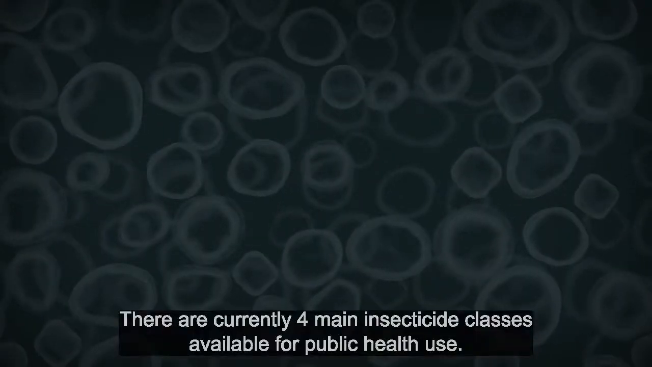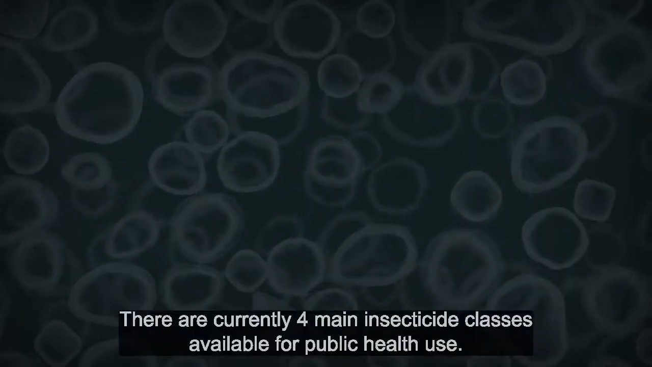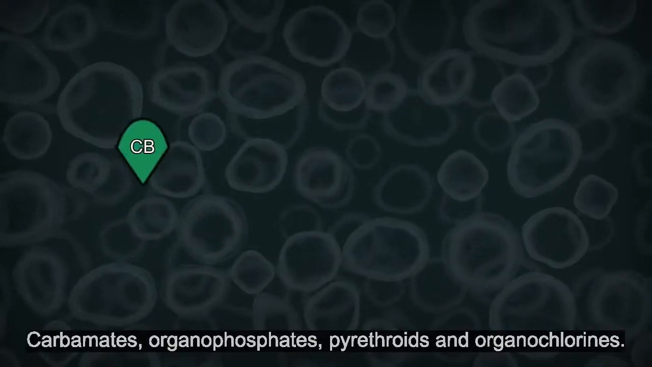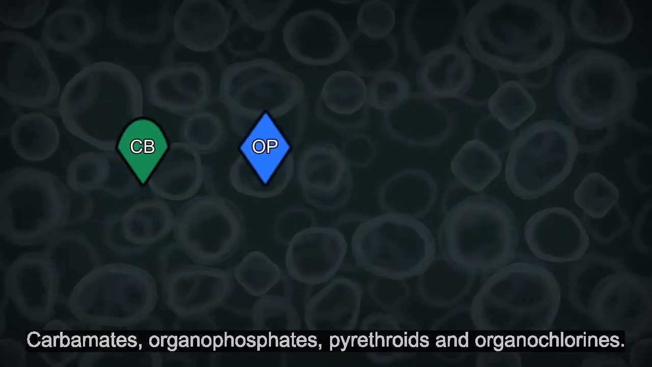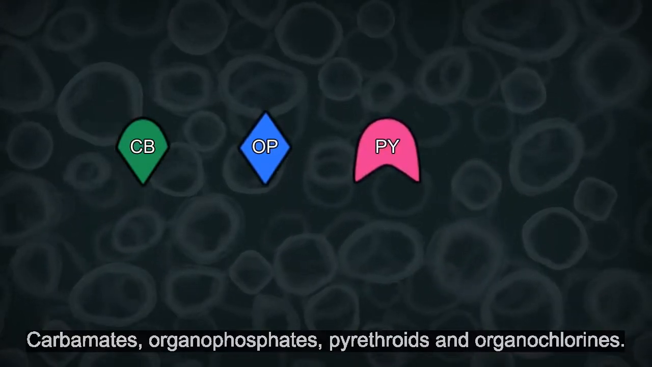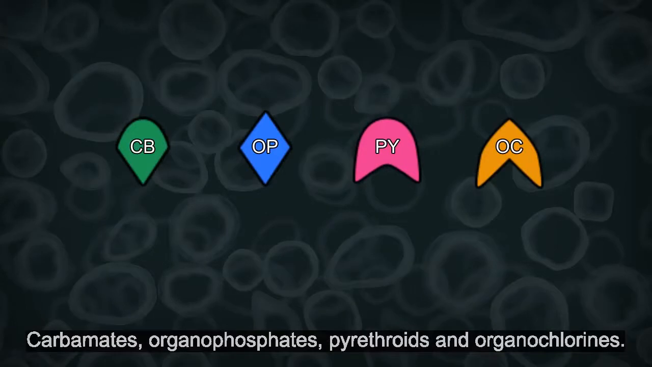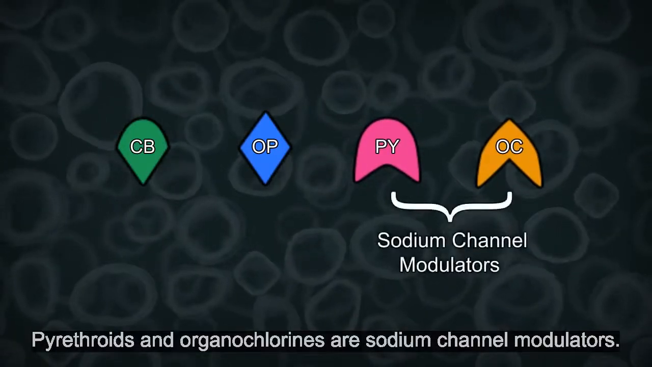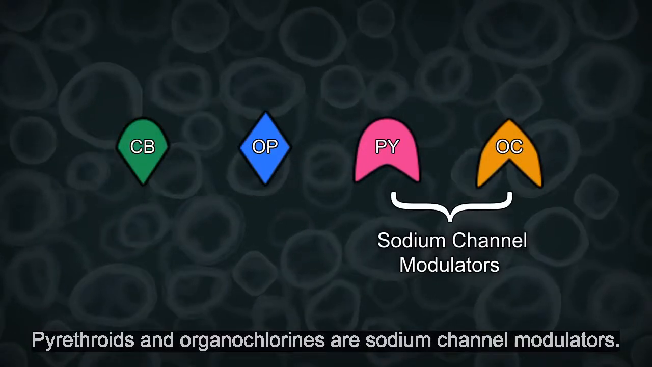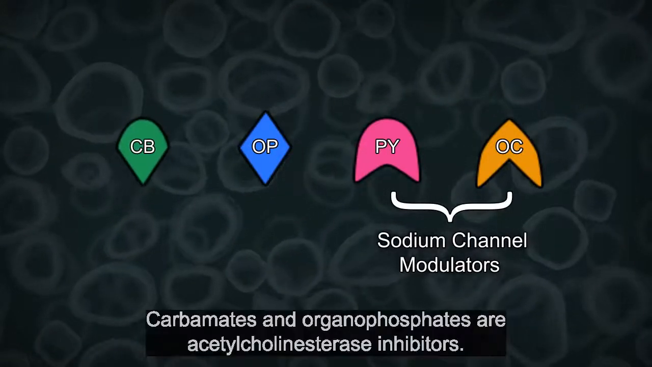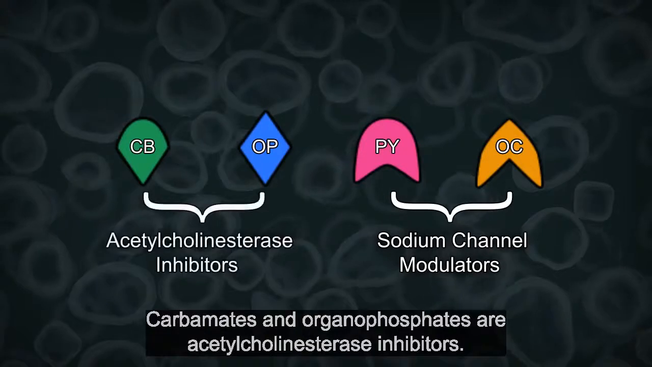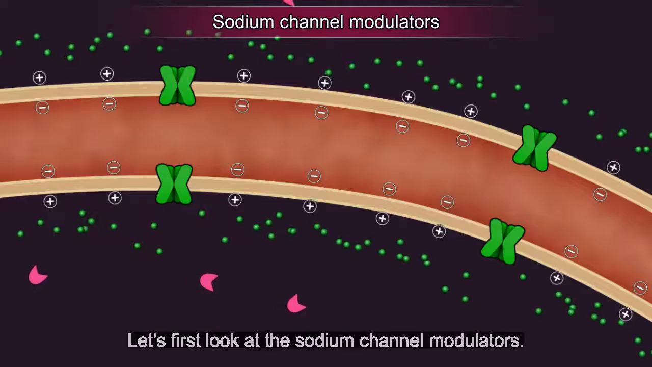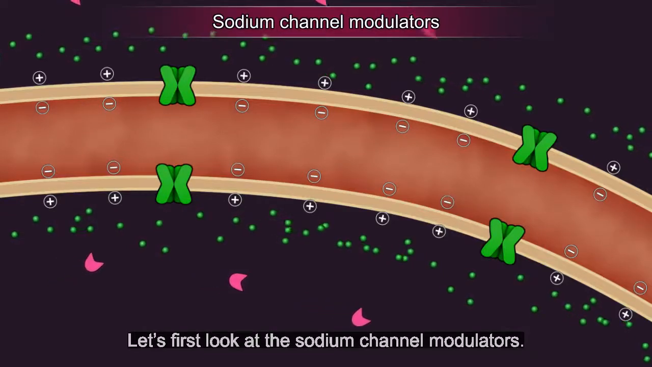There are currently 4 main insecticide classes available for public health use: carbamates, organophosphates, pyrethroids and organochlorines. Pyrethroids and organochlorines are sodium channel modulators. Carbamates and organophosphates are acetylcholine esterase inhibitors. Let's first look at the sodium channel modulators.